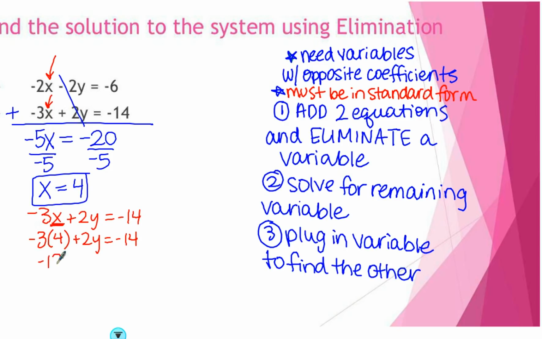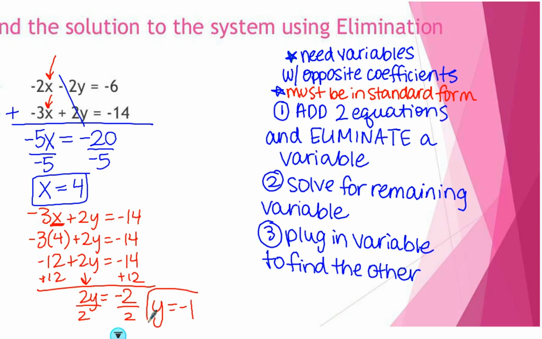So I'm going to substitute that 4 in and finish solving for y. I have -12 plus 2y equals -14. Add the 12 to the opposite side, drop down my 2y, and I have 2y equals -2. Divide both sides by 2, and we get y equals -1.